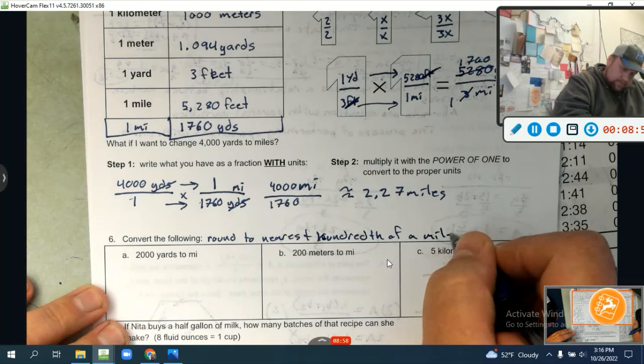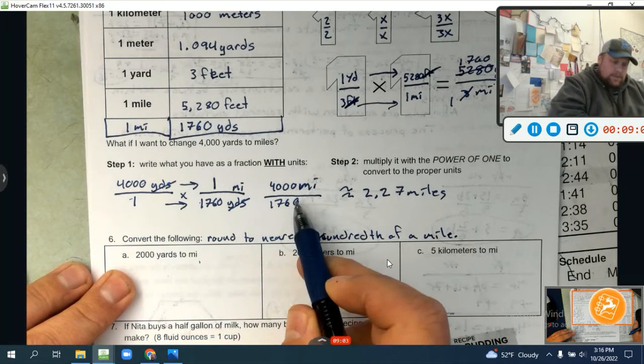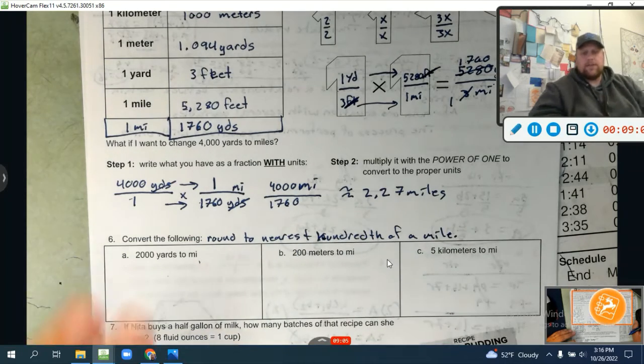And let's do it. This is another similar one to what we just did. Go ahead and pause this. See if you guys can do this without my help. We'll come right back. Ready?